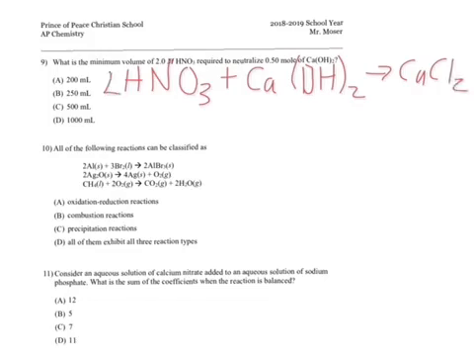calcium nitrate, not chloride, calcium nitrate, 2 of those. So I've got to have twice as many moles of the nitric acid. So if I've got 2 molar at 0.5 mole, that's 1 mole of nitric acid.